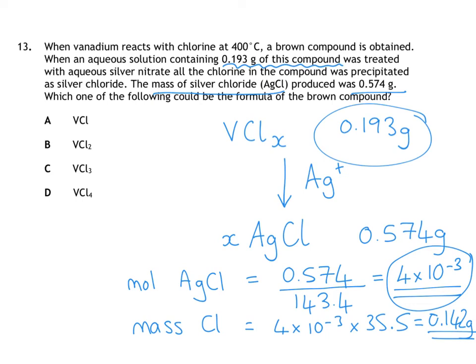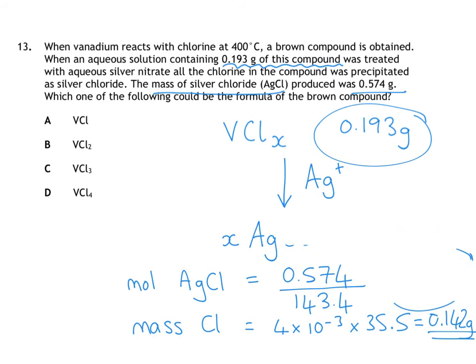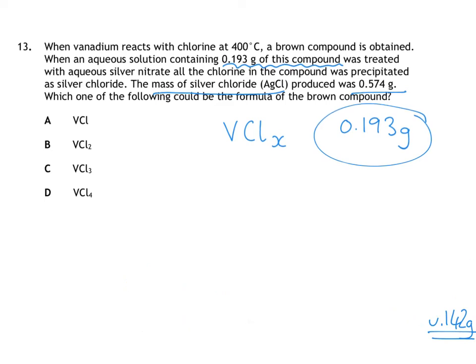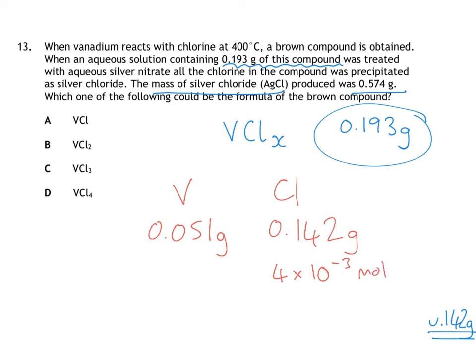So I've worked out 0.142 grams of chlorine is present in 0.193 grams of vanadium chloride. So I've now got a mass, 0.142. I then do 0.193 take away 0.142, and that gives me 0.051 grams of vanadium. I already know that the chlorine is 4 times 10 to the minus 3 moles because I already worked that out.